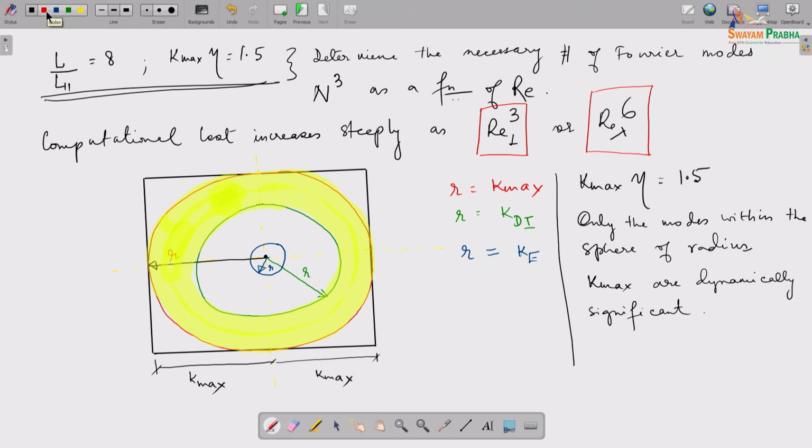Now, let us write that here. k d i is the wave number of the highest dissipative motions.